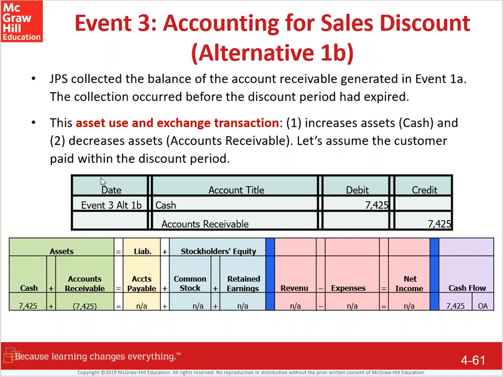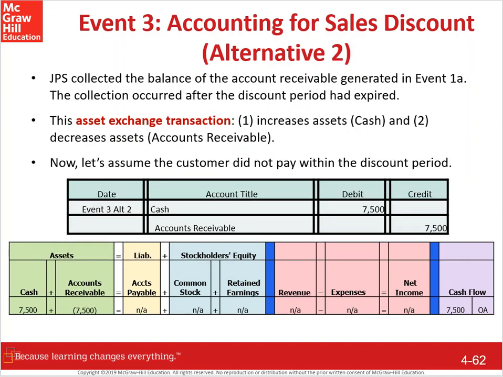And then we collect from the customer. So we collect the other 99%, debit cash, $7,425, and credit accounts receivable, $7,425. So cash goes up, accounts receivable goes down, and our cash flow type is OA.